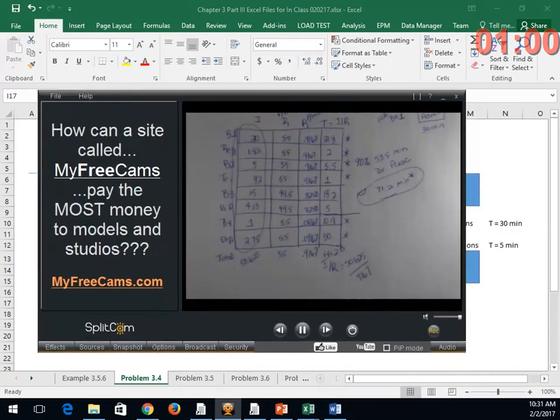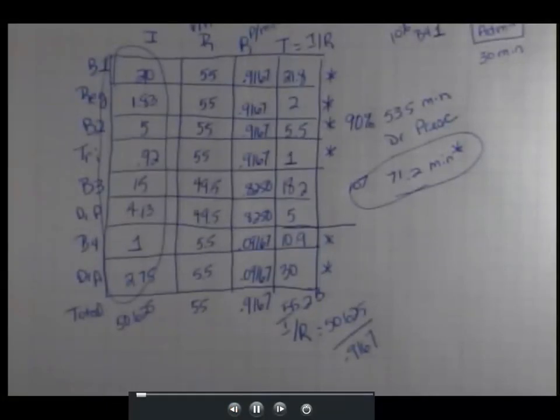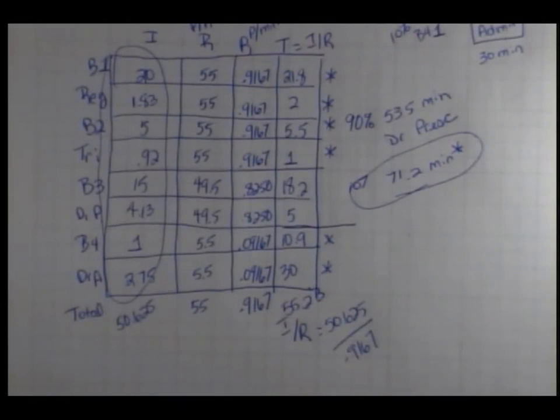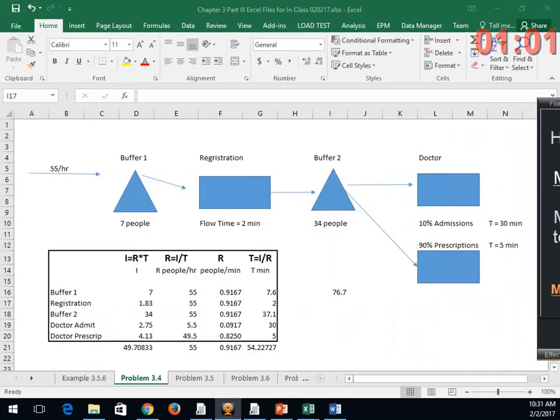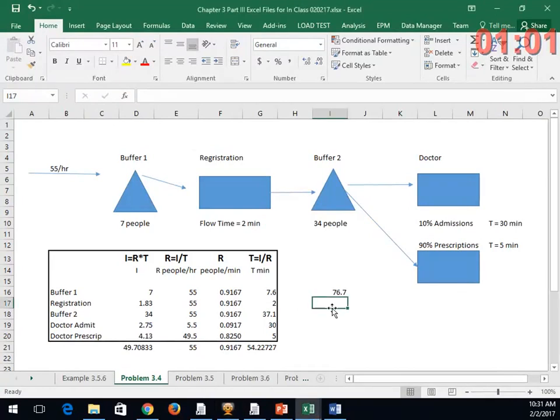Okay? So you'd say that for those patients getting admitted to the hospital, we're improving the process by 5 minutes. For those patients that are going through all the steps in the process, right? Or excuse me, so we have 53.5 minutes for those that are getting prescription with the revised process. And those getting prescription here would have gone through buffer 1, registration, buffer 2, and then they'd see the doctor for prescription.